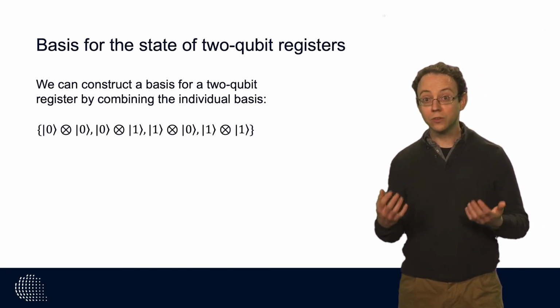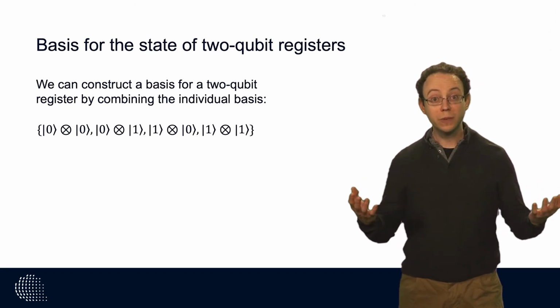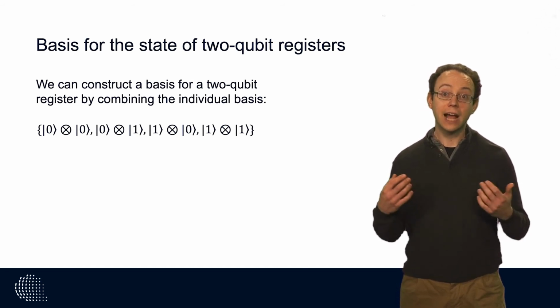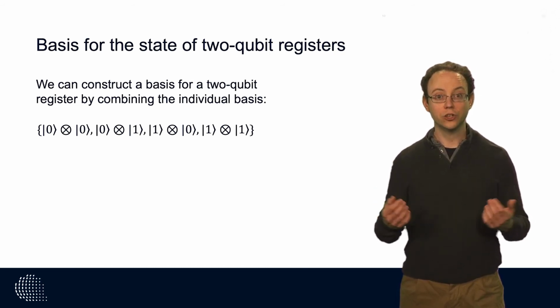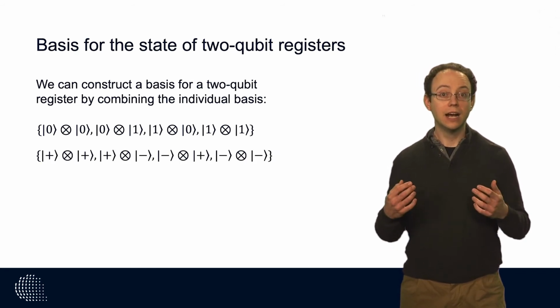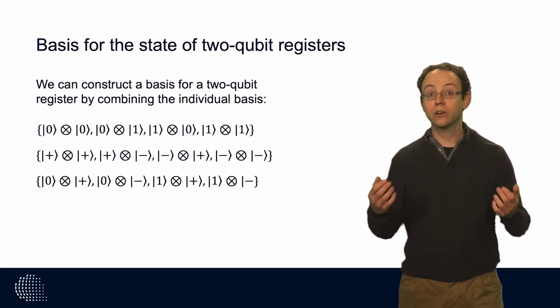If we work it out, for example, for the computational basis of the 2 1-qubit spaces, we see that indeed we recover the vector that I gave earlier in the definition. Similarly, we could define the basis as the combination of the plus-minus bases or any other combination.